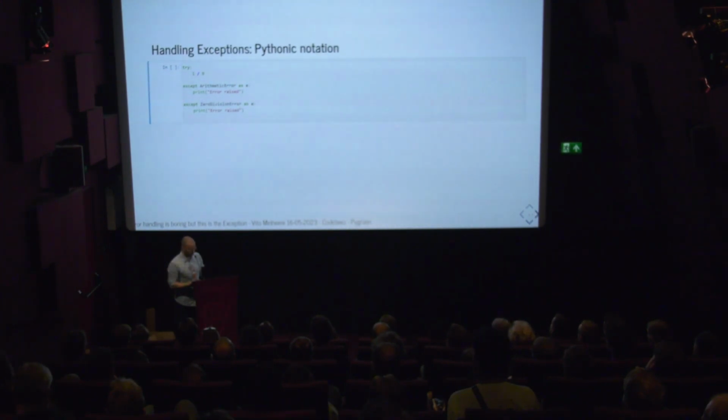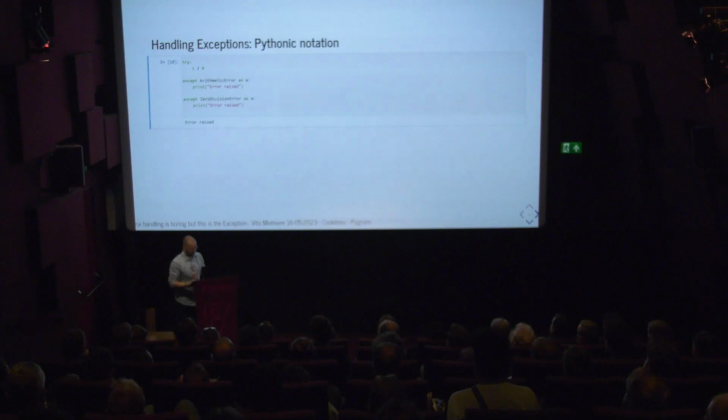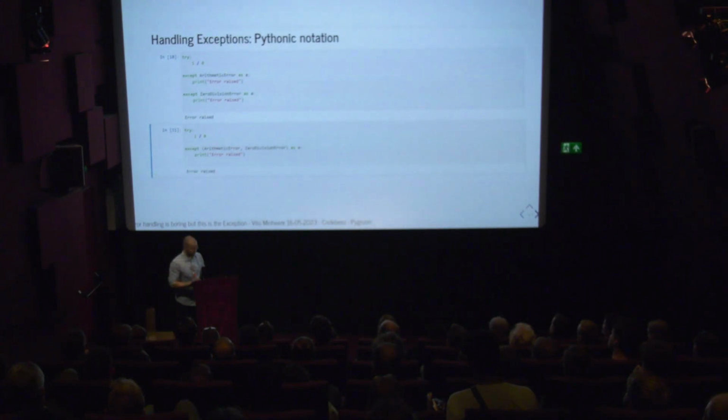And here's also a small thing, the Pythonic notation. So as you saw, I did an arithmetic error and a zero division error. You could have multiple errors, but they do the same thing. They both print error raised. Well, that's not very Pythonic because you have too much code. We can put them together in a tuple, and then because they both do the same thing, we could do that and it will go into the same except clause.